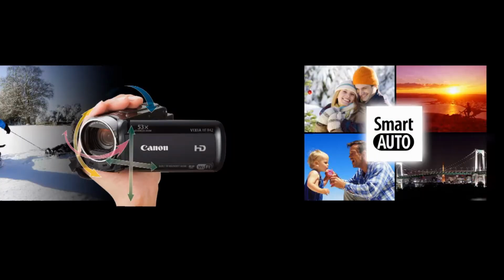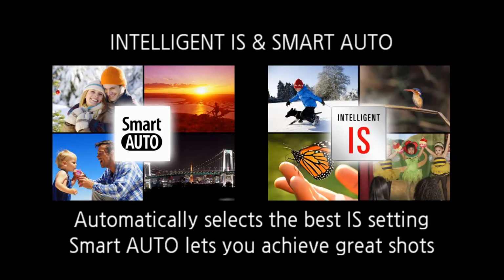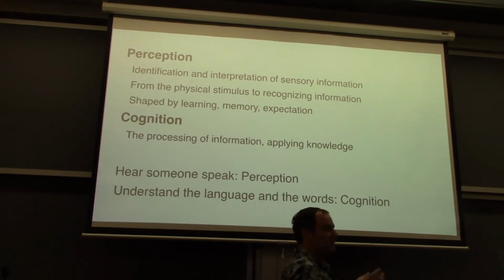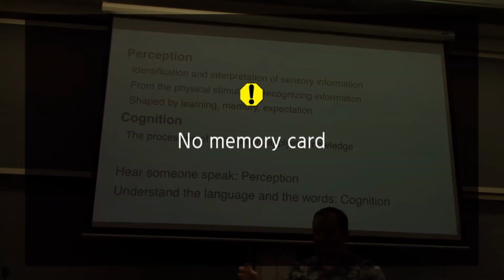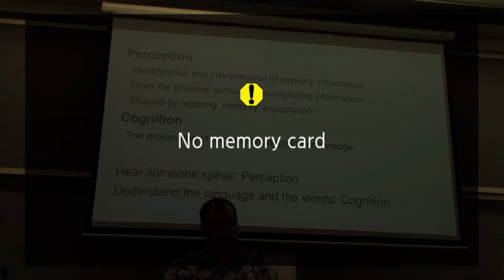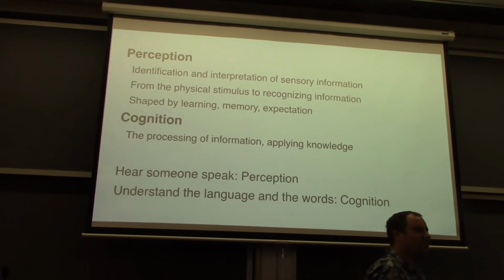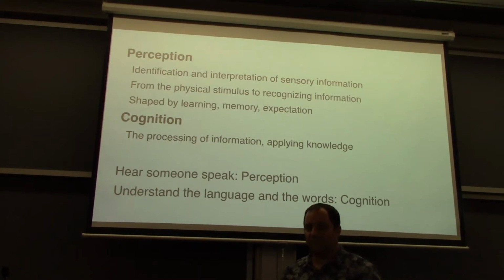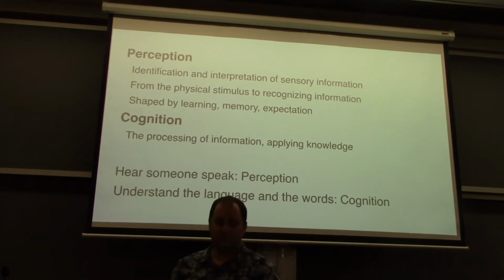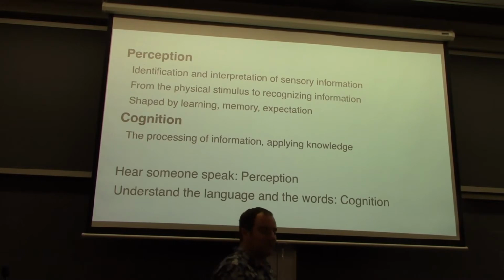So what do I mean by perception? Well, there are 2 different things: perception and cognition. Perception is the identification and interpretation of sensory information, from the physical stimulus, like the electromagnetic wave hitting your retina, to recognizing the information. And perception is not neutral, it's not absolute. It is very much shaped by your learning, by your memory, by your expectations. I'll have plenty of examples for what I mean by that in the rest of this lecture.